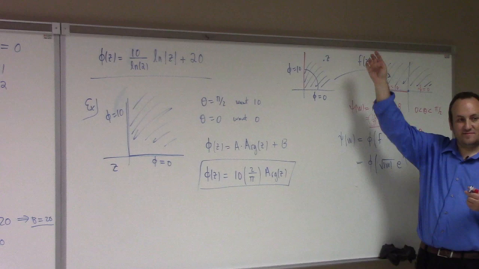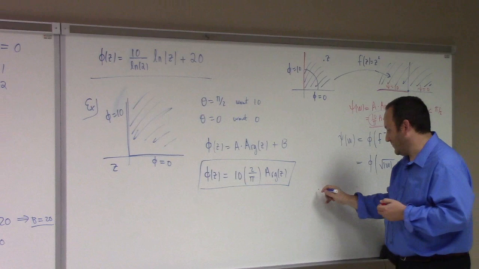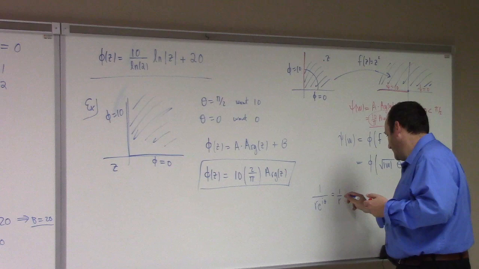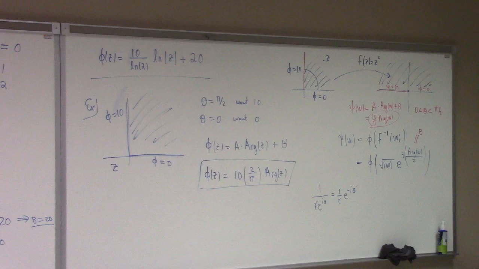And it also does what? What does reciprocal mapping do? 1 over r e to the i theta is what? It's 1 over r e to the minus i theta, right? So what happens when you change the angle to minus the angle? What's that do? It reflects it across the x-axis.